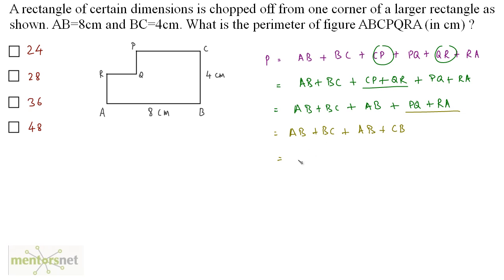So what I have is 2 times AB plus 2 times BC, right? And we have been given the values of AB and BC. So 2 times 8 plus 2 times 4, and that's 16 plus 8, and that is equals to 24 centimeter. Easy, right? So option A is the correct answer.